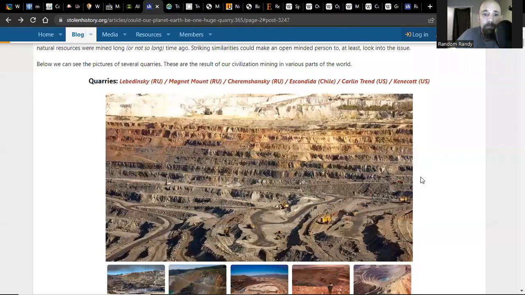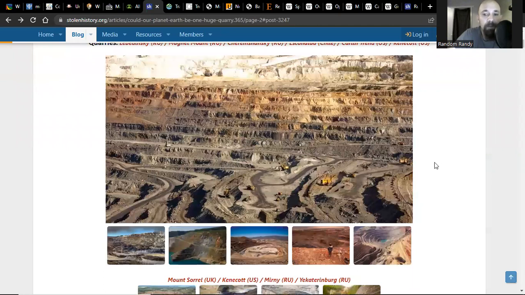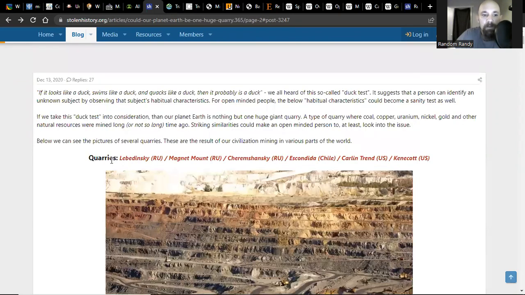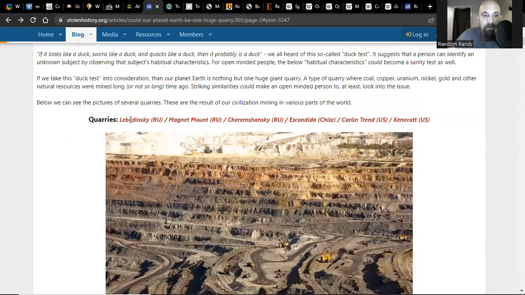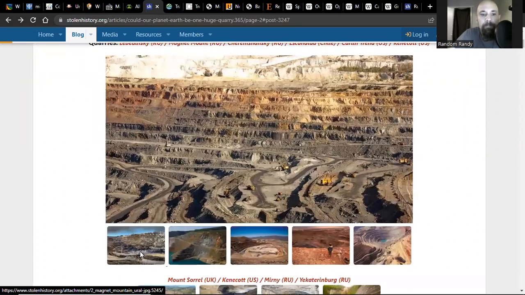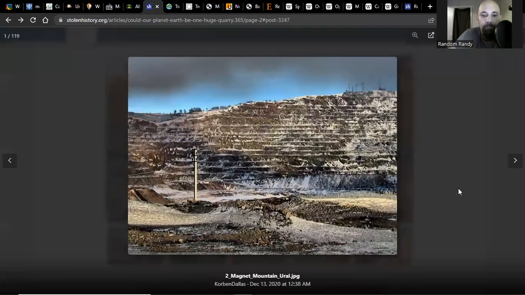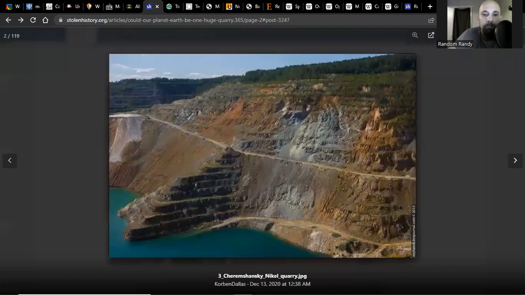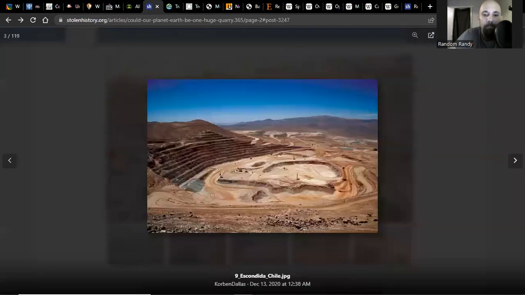Let's take a look at some of the pictures detailing the visual evidence, okay, of why that may very well be. So let's take a look at quarries first. Okay, Levadinsky, Magnet Mount, Russian, Chilean, US. Okay, keep that in mind as we go through these real quick. These are quarries. Right. Looking very much like many areas of terraced areas in China, Europe. Okay. Chilean.